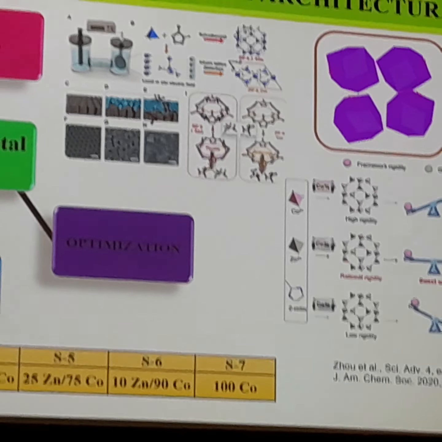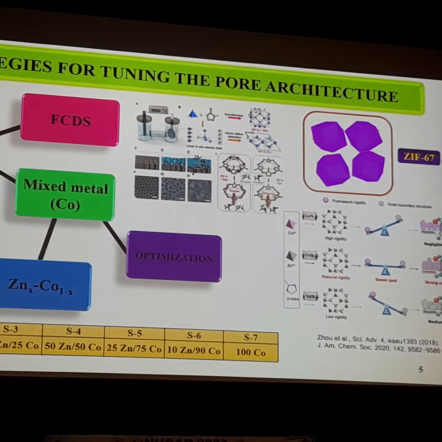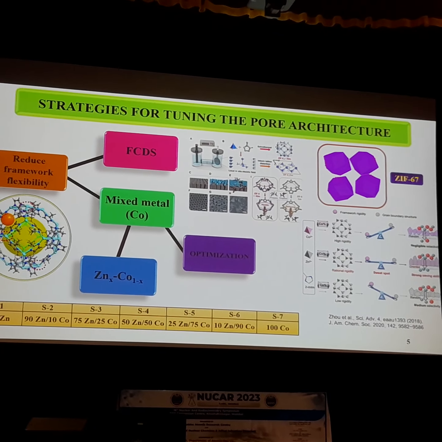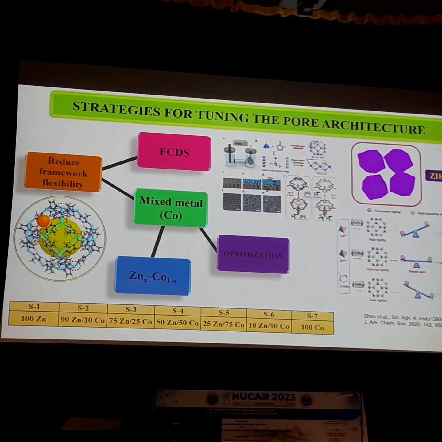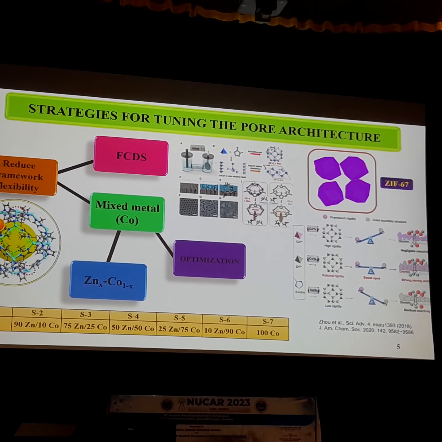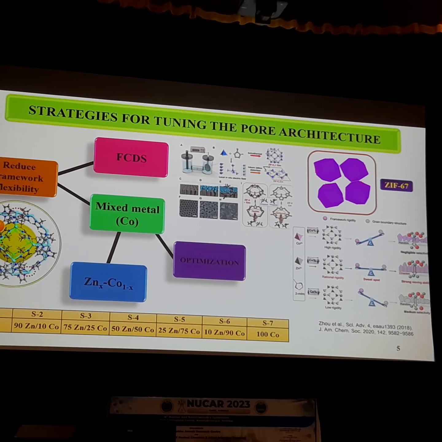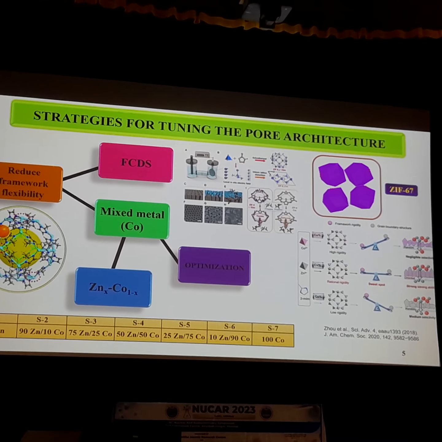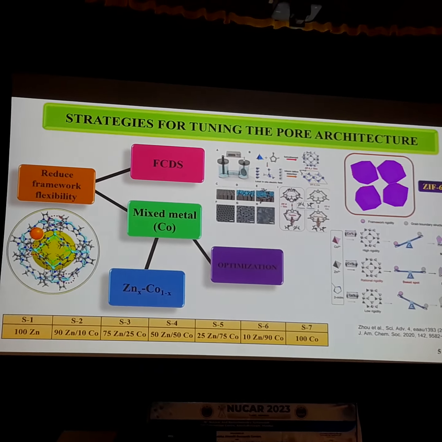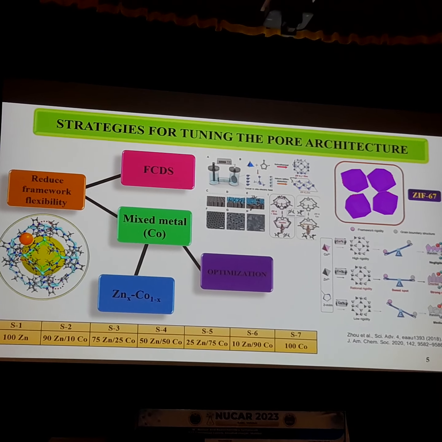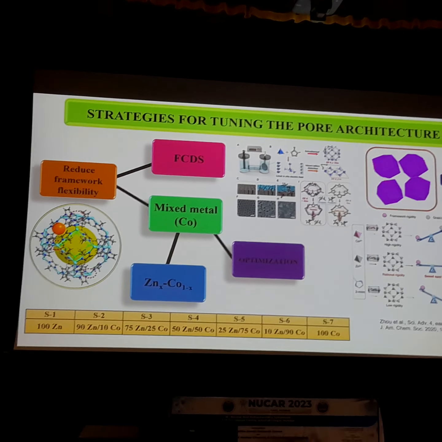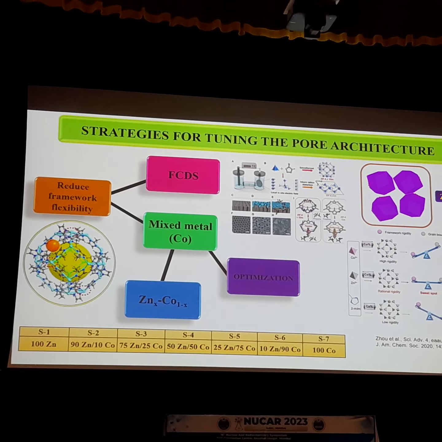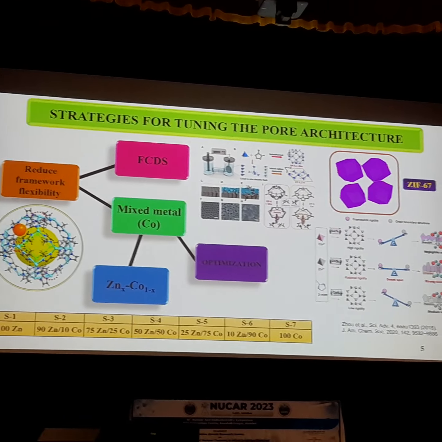To tackle this issue, I am going to use two different strategies, and I am using a combination of these two. One is the fast current driven synthesis, another one is the mixed metal strategy. And these two strategies are known for suppressing the flexibility of the Zeolitic Imidazolate frameworks. In the case of the mixed metal strategy, I cannot use a large amount of cobalt because the crystallization kinetics of cobalt is very high, so it will form larger crystals. Again, the intercrystalline void issue will come into the picture.